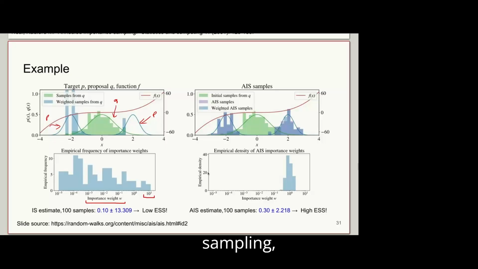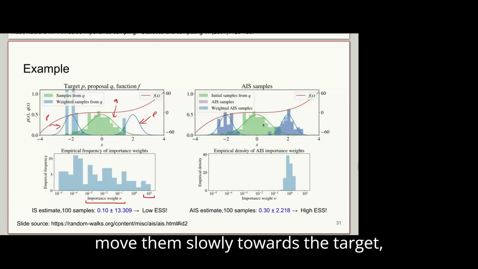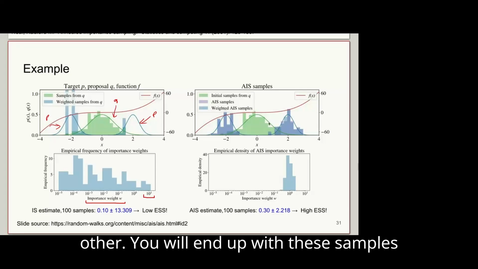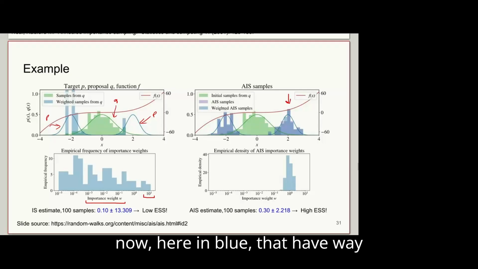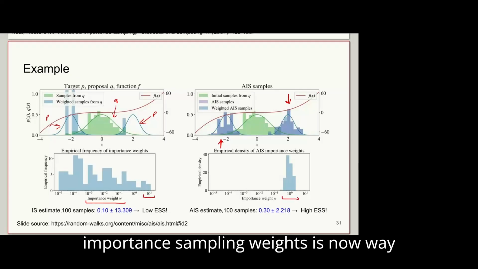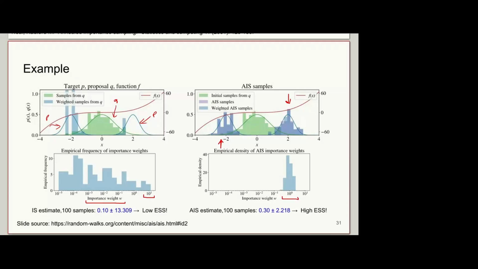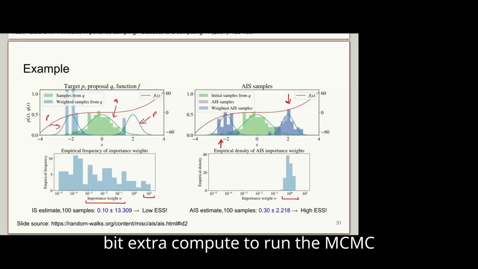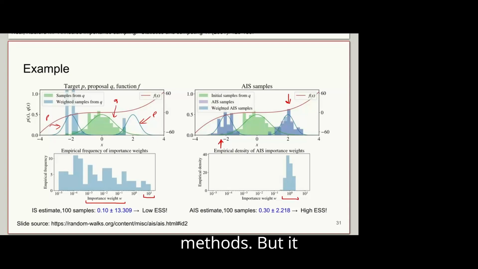If you do annealed importance sampling, what happens is that you start with these samples in green, but you move them slowly towards the target, doing importance sampling and MCMC with distributions that are closer to each other. You will end up with these samples now, here in blue, that have way more overlap with the target. And you can see the distribution of importance sampling weights is now way more concentrated. Okay? You can reduce variance. You still have unbiased estimators, but you need to do a bit of extra compute to run the MCMC methods. But it works in practice.